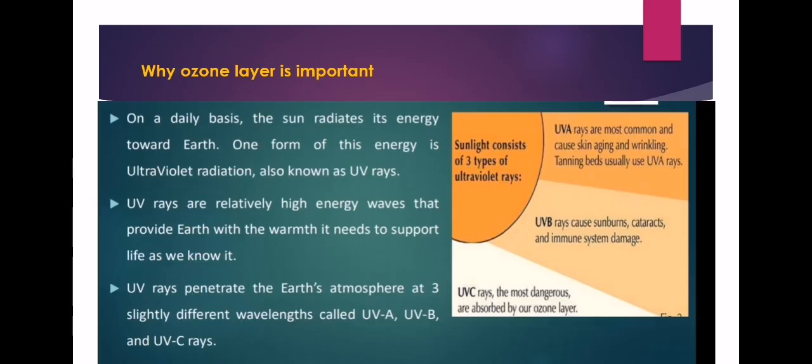Why is the ozone layer important? Number 1. On a daily basis, the sun radiates its energy toward Earth. One form of this energy is ultraviolet radiation, also known as ultraviolet rays. Number 2. Ultraviolet rays are relatively high energy waves that provide Earth with the warmth it needs to support life as we know it. Number 3. Ultraviolet rays penetrate the Earth's atmosphere at 3 slightly different wavelengths, called ultraviolet A, ultraviolet B, and ultraviolet C rays.